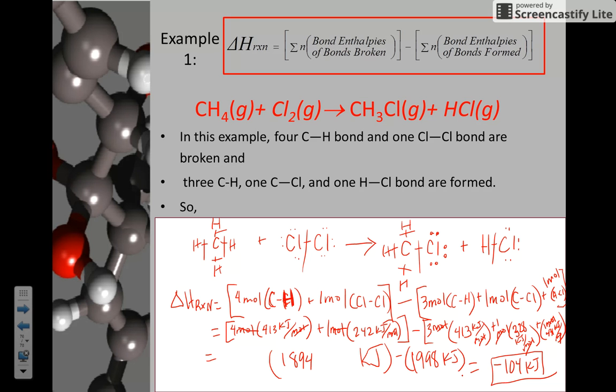So this is the enthalpy of the reaction. So 104 kilojoules of energy are released. The negative sign means it's exothermic, so that means the energy was released. And from the previous slide, you remember that there was a net release of energy.